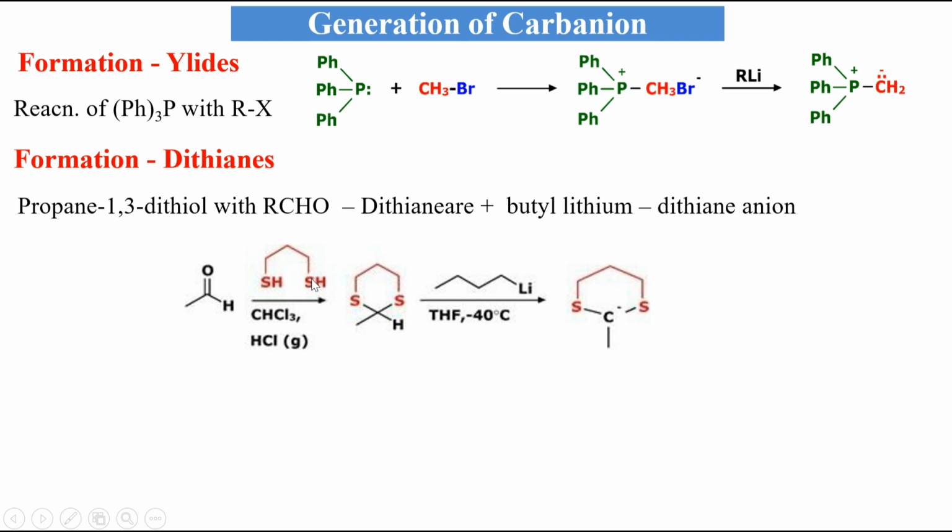Another sulfur, which has a lone pair of electrons, attacks the carbonyl carbon and OH is lost as H2O. And I get the dithiane. And I treat it with butyl lithium in tetrahydrofuran at minus 40 degrees centigrade. Butyl anion abstracts the proton, giving rise to a carbanion, the dithiane anion.